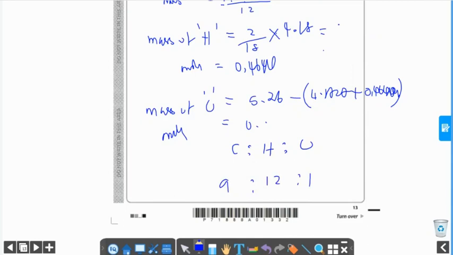So the empirical formula and the molecular formula will be the same in that case, because the question says C9H12O. The molar mass is 136. If you analyze the relative molecular mass and the empirical formula mass, they are the same. So in this case, the empirical formula is the molecular formula.